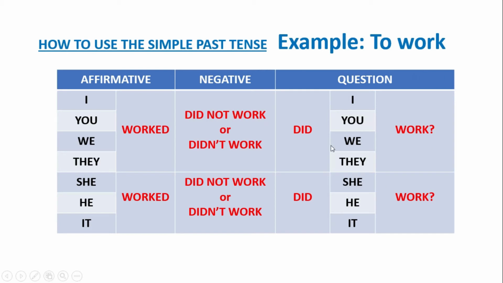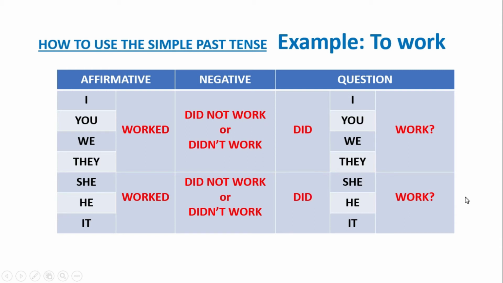The question part is easy, so you have to transform the auxiliary verb do into past. So you can say, did I work? Did you work? Did we work? Did they work? Did she work? Did he work?